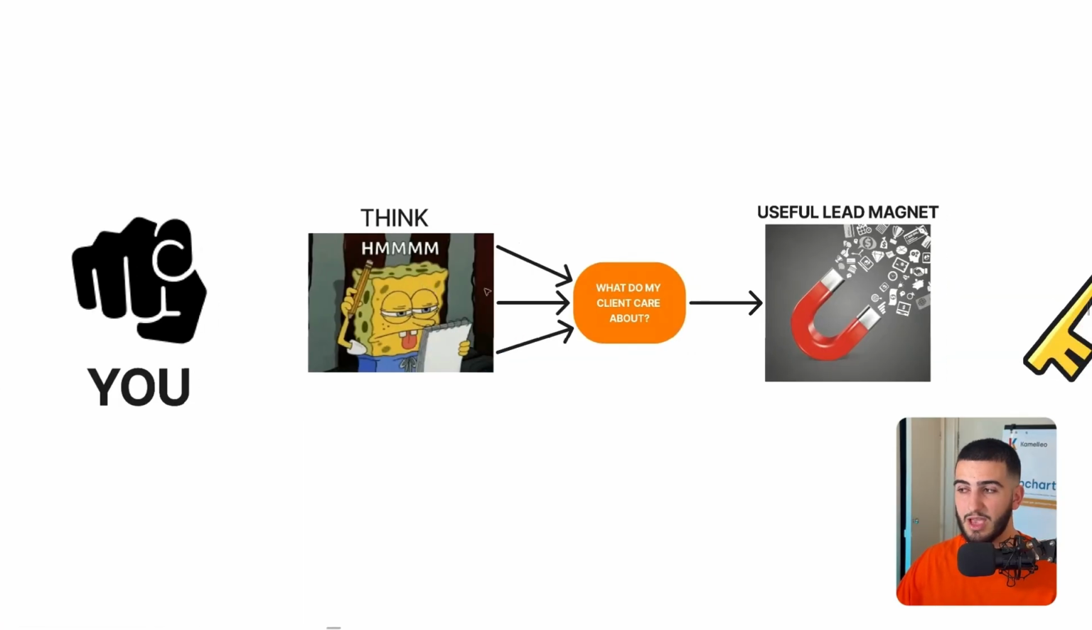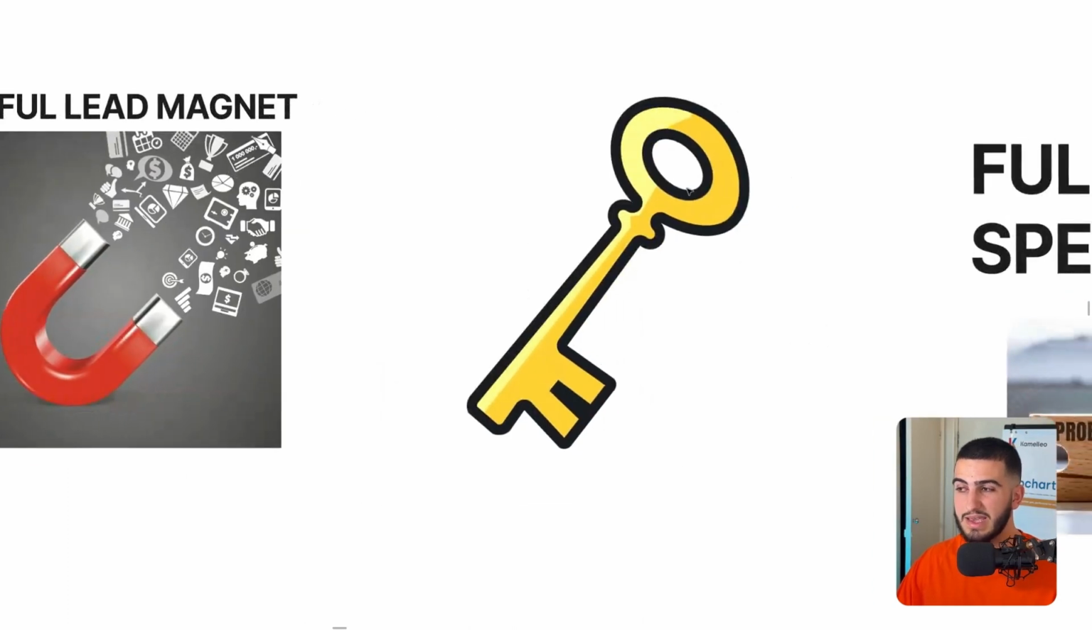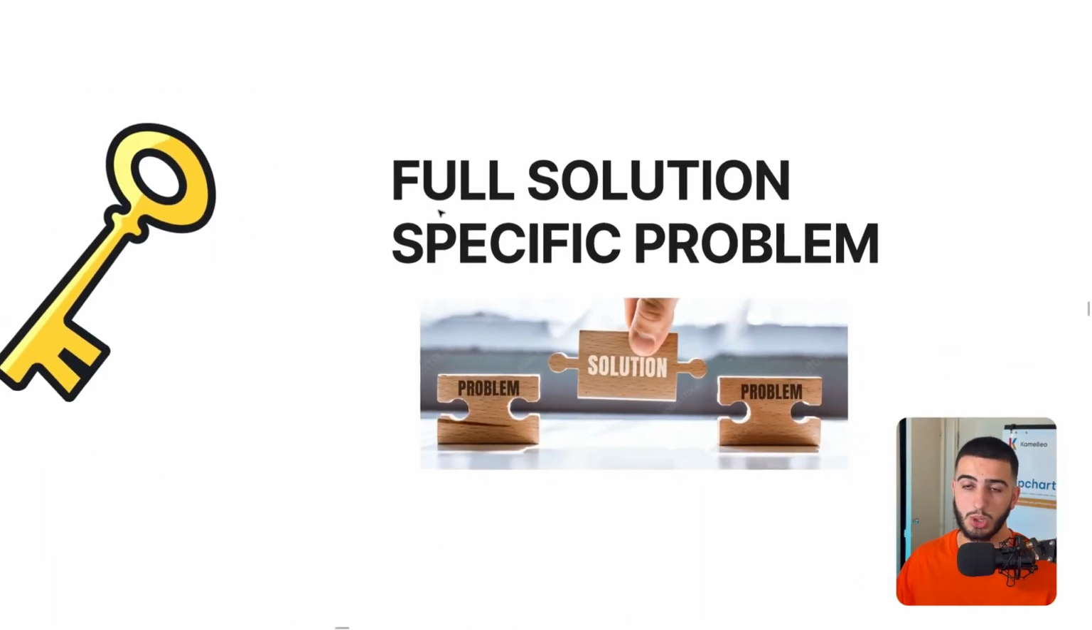You need to have a think about what your clients actually care about to make a really, really useful lead magnet. And the key to doing this is just making a full solution to a specific problem. So in the example I'm using today with the lifetime gross profit calculator, I'm really making a full solution by just allowing the user to input the numbers and then get the ratio straight away. That's exactly what you should be aiming for.